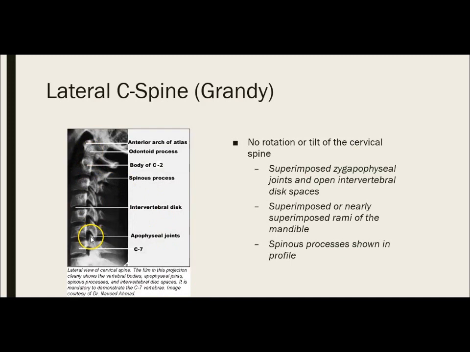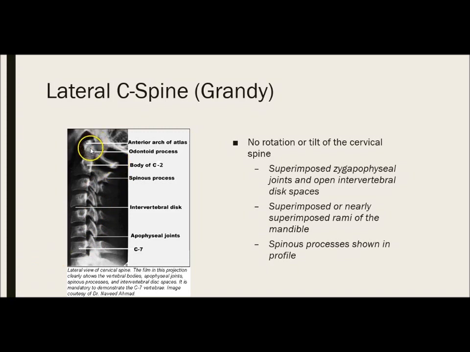Now also for this one, to be able to tell that there's no rotation or tilt on the cervical spine, we want to make sure that we see superimposed zygapophyseal joints. Now you may see on some things that they're called apophyseal joints. It's the same exact thing as a zygapophyseal joint. And we also want open intervertebral disc space. Okay, we want superimposed or nearly superimposed rami of the mandibles. That would be up in here. We want that to be superimposed. If we would see any type of bone on the other side here from the other side of the mandible, that means that the patient's head is rotated. And then our spinous processes here should be shown in profile.